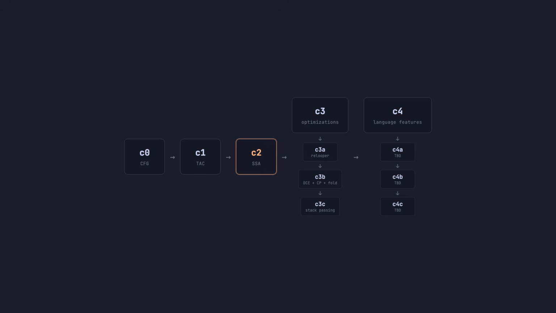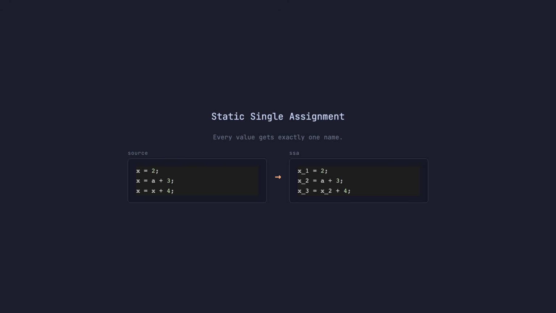Quick recap. The series is 5 toy compilers, and I'm learning SSA from the ground up to decide whether to adapt it into my real C compiler. C0 was a CFG. C1 added 3 address code. Today is C2, the SSA. So what is SSA exactly? Static single assignment. Every value gets exactly one name.